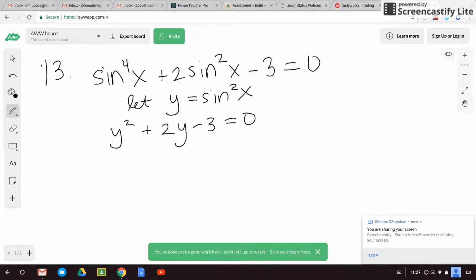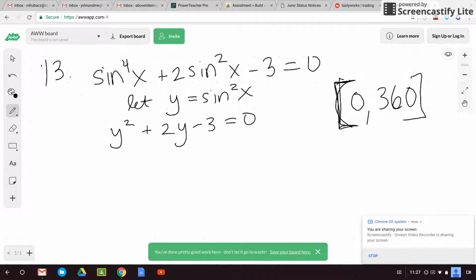This is number 13. So you have to find all solutions of each equation from 0 to 2 pi. So we're going to do the same thing we did in our class. We're going to just go from 0 to 360. So we're going to write our answers in terms of degrees.